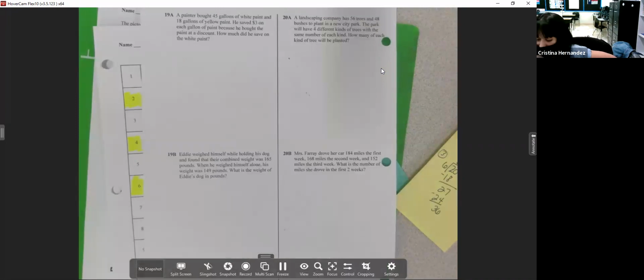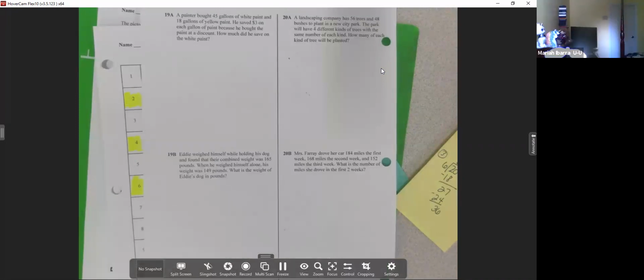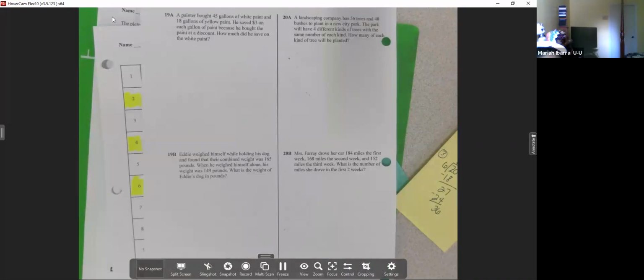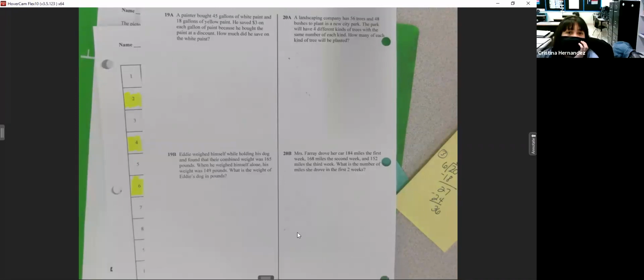Everybody has problem solving 19A? Can y'all see my screen? A painter bought 45 gallons of white paint and 18 gallons of yellow paint. He saved $3 on each gallon of paint because he bought the paint at a discount. How much did he save on the white paint? So how much money did he save on the white paint?